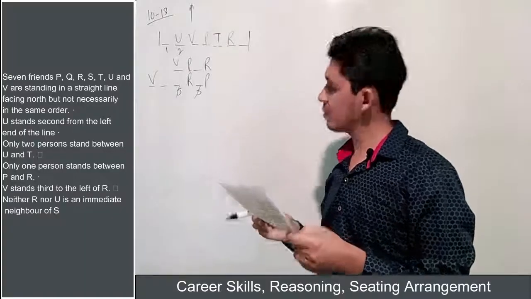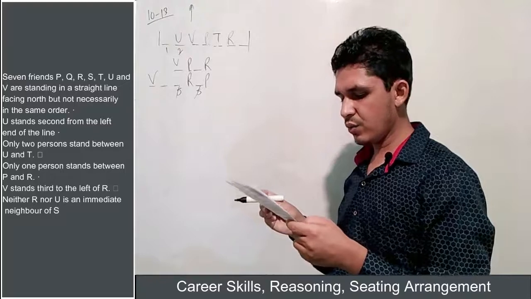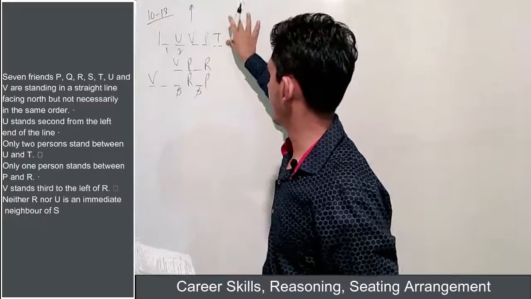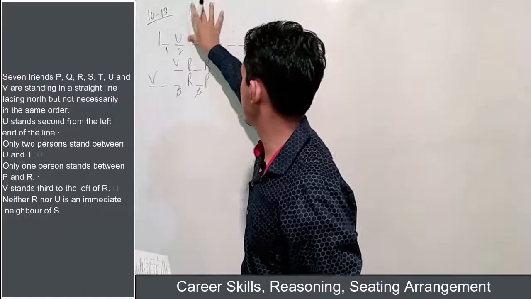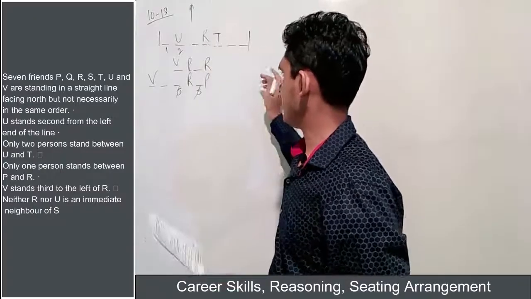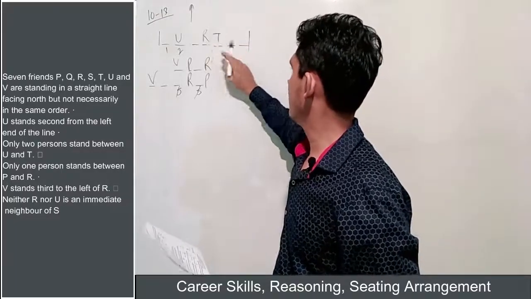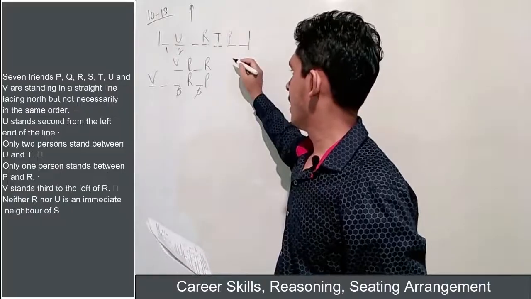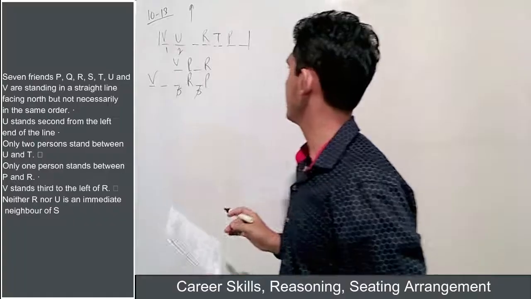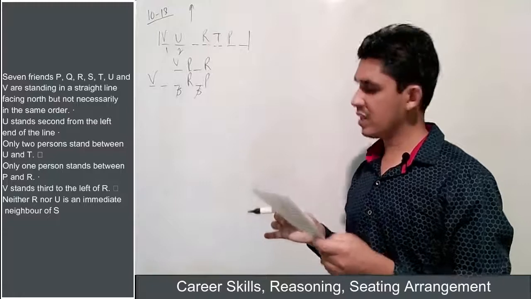Thereafter U stands third to the left of R, V stands third to the left of R. Neither R nor U is an immediate neighbor of S. That means R cannot be here, so remove R from this place. Just place R here. If R is here and one gap P is here, and second to the left, that means the gap of 2, thereafter V. This is correct.